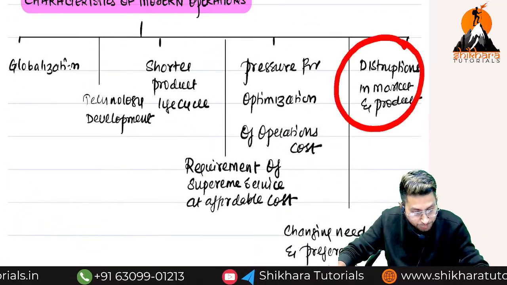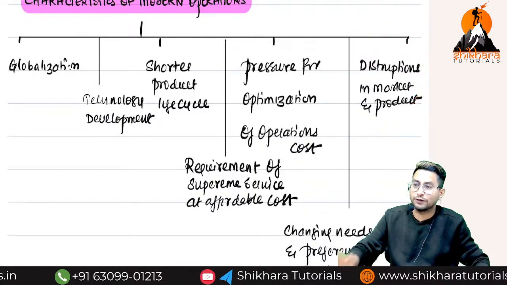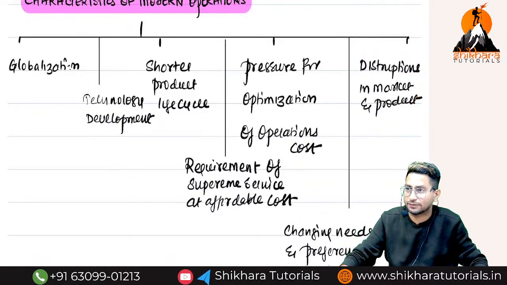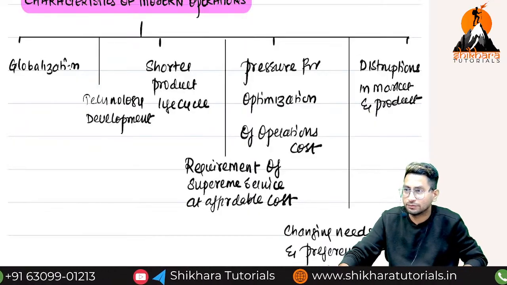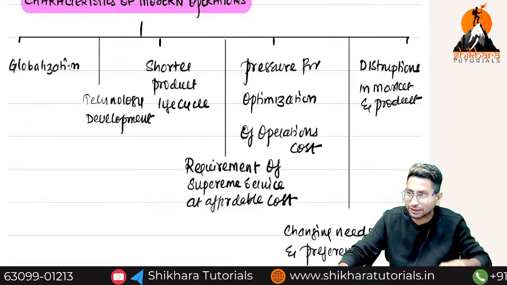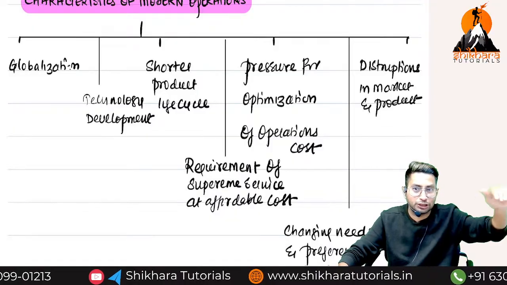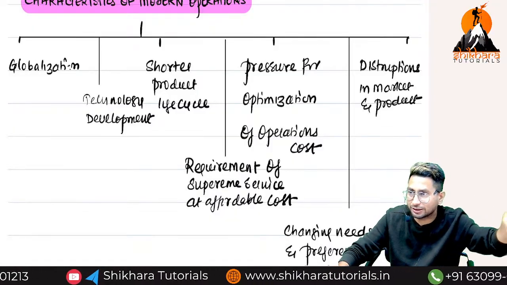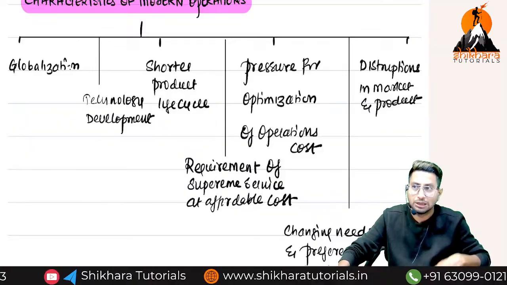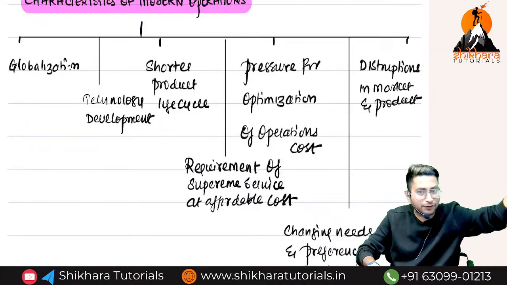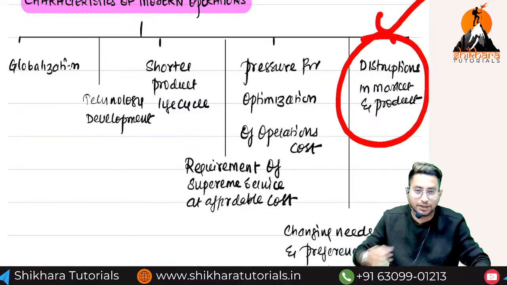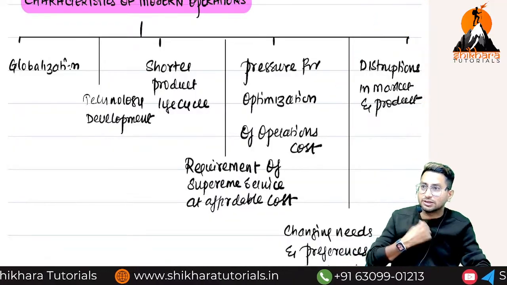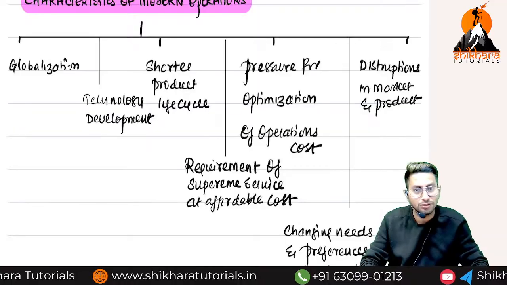Then disruptions in market and product. Imagine a new company enters the market: will the existing company's market share go up or fall? Fall. Will sales increase or decrease? Decrease. Because if the new company is providing better quality at a reasonable price compared to me, obviously my customers will also go and buy from that player only. So if any disruptions are there in the market, do I need to ignore them or consider them? I need to consider them.